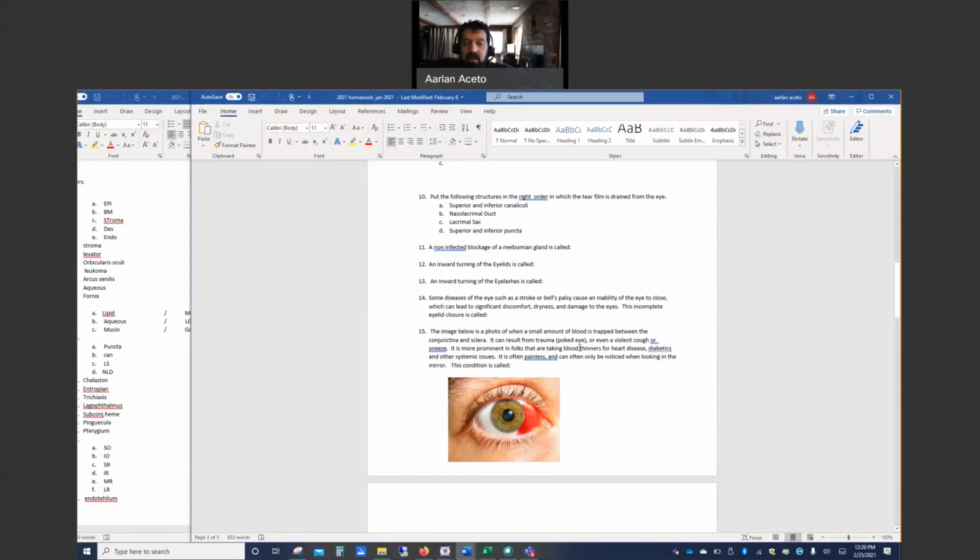It's more prominent in folks that are taking blood thinners, diabetics, and other systemic issues. It is often painless and can only be noticed when looking in the mirror. This condition is called a subconjunctival hemorrhage. You have a little bit of blood that leaked out between the sclera and the conj. We see these all the time.